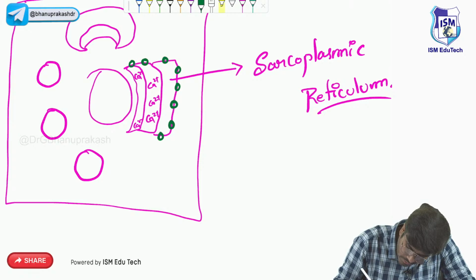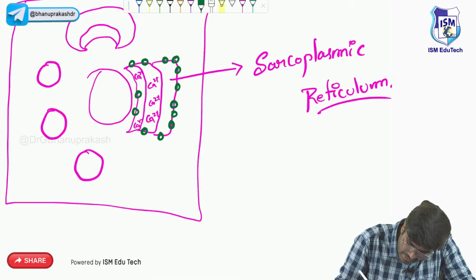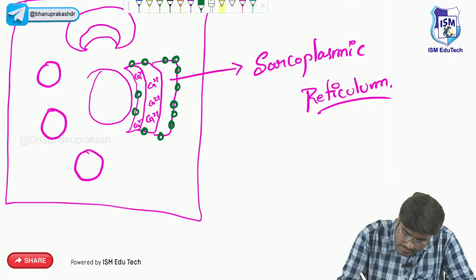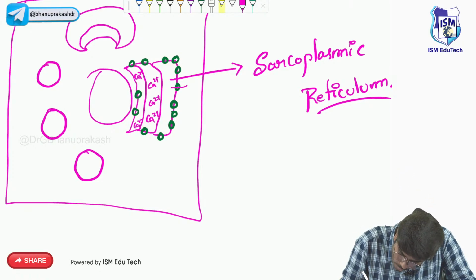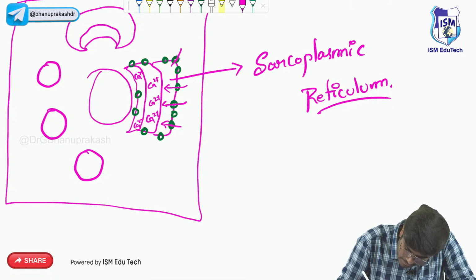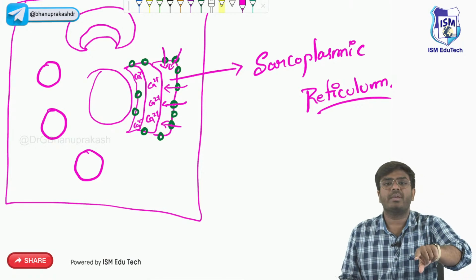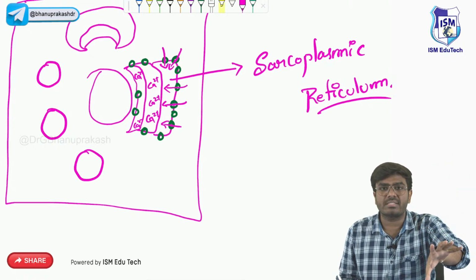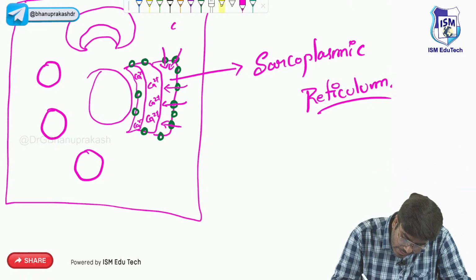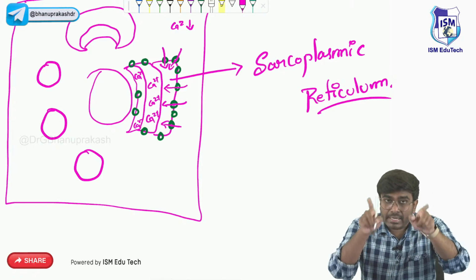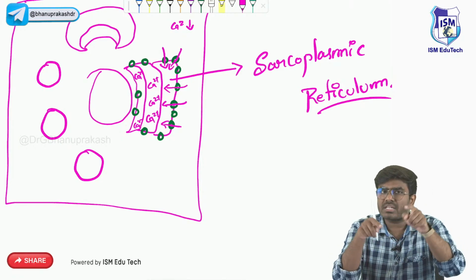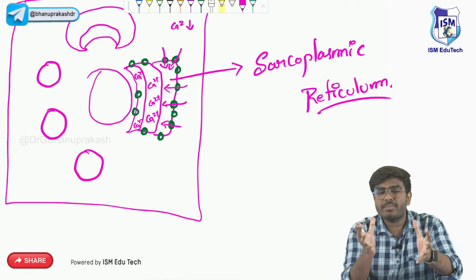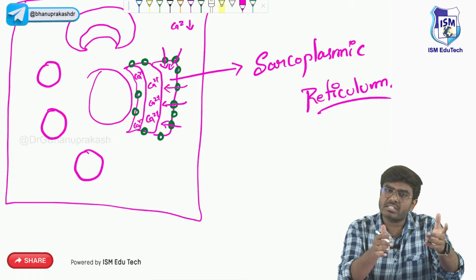These transporters are examples of calcium ATPase. What they are doing is moving calcium all the time into the sarcoplasmic reticulum. Already, inside the sarcoplasmic reticulum, a high concentration of calcium is there. In the cytoplasm, the calcium concentration is less. In the sarcoplasmic reticulum, the calcium concentration is more.